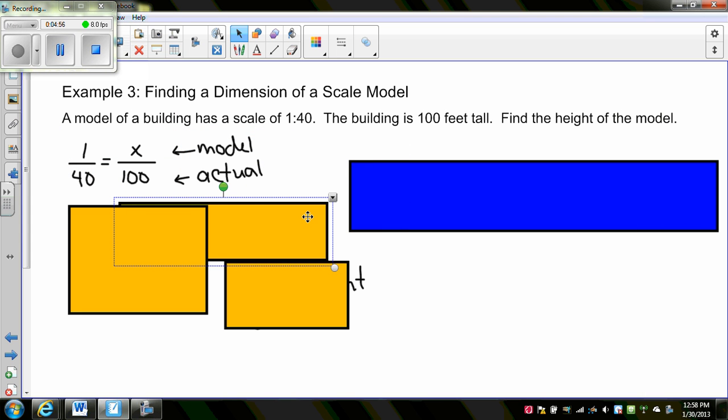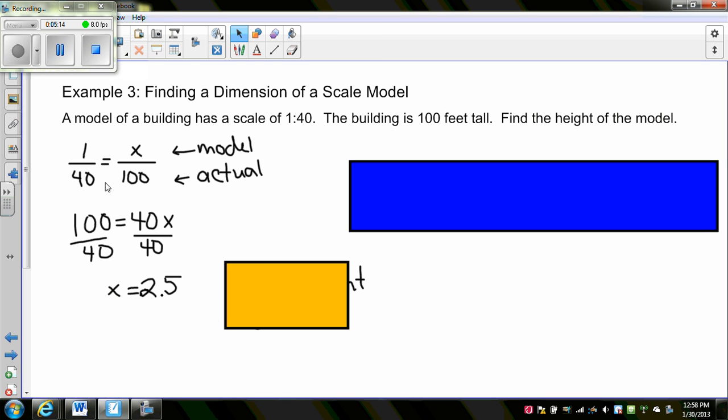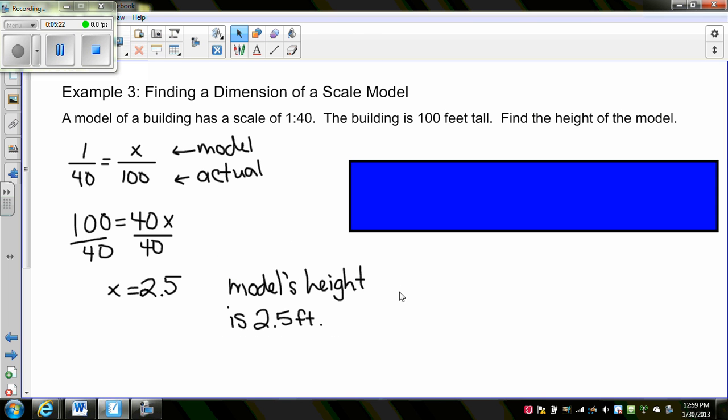So in this case, we can say 1 to 40 is equal to the model divided by the actual. So here, our model's on top, our actual's on the bottom. So we use the same scale to say model, actual. Then we can solve for x. So in this case, we can cross multiply, so we get 40x equals 100, then divide by 40, and we get x equals 2.5. So our answer would be the model's height is 2.5 feet. So remember, you still have to put in the units. If it's not written here, it's the same units that the other measurement is in.